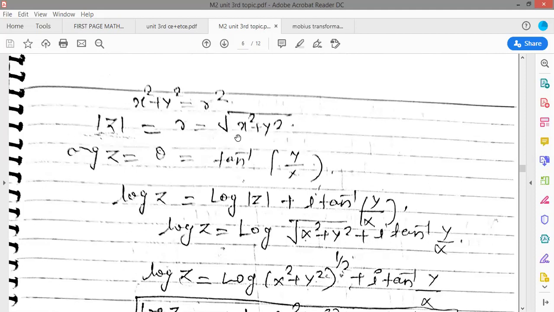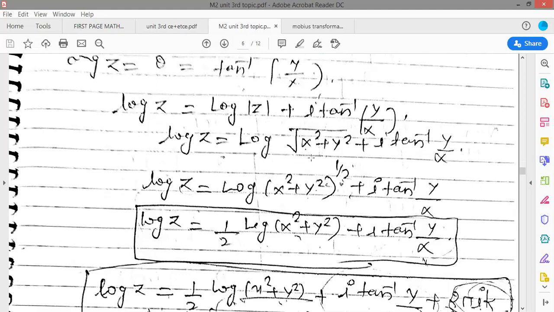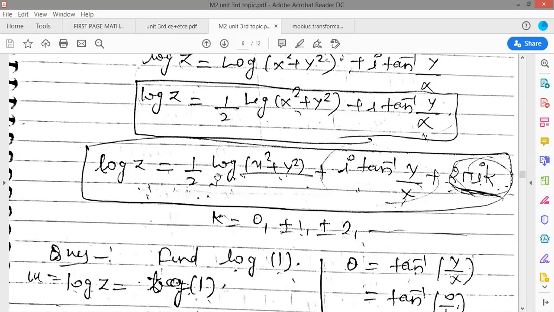Now r is equal to square root of x square plus y square, and we can write r is equal to mod z. So this value is your modulus value, and argument theta is equal to tan inverse y upon x. So we can write log z is equal to log mod z plus i tan inverse y upon x. That part is your real part, that part is your imaginary part. So log z is equal to log square root of x square plus y square plus i tan inverse y upon x, and you can write log z is equal to 1 by 2 log of x square plus y square plus i tan inverse y upon x plus 2 pi i k.